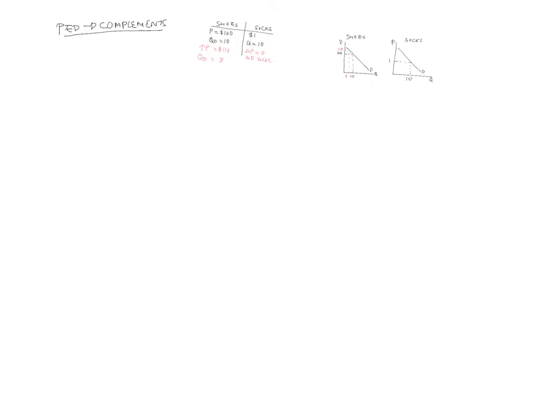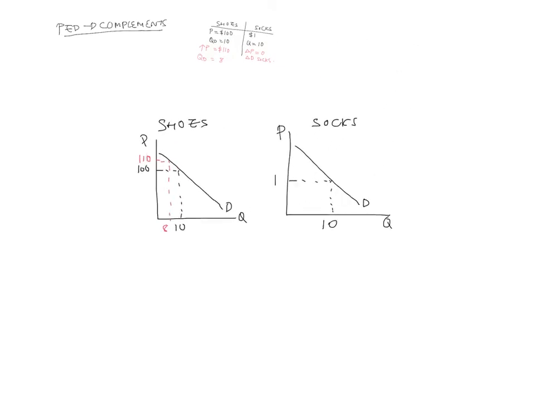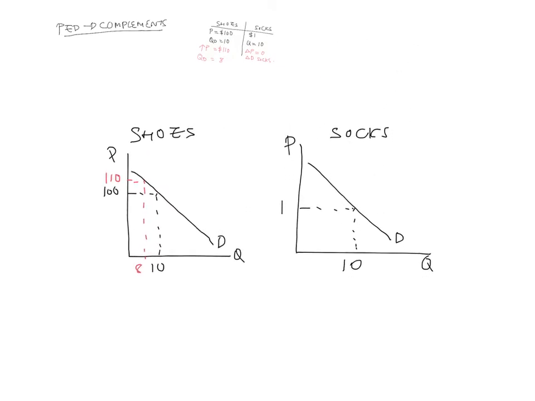I'll move that and come back to the graphs. There's going to be a fall in the demand for socks, from D1. There has been a decrease in the demand of socks. At $1, because the price hasn't changed for socks, it's still $1.